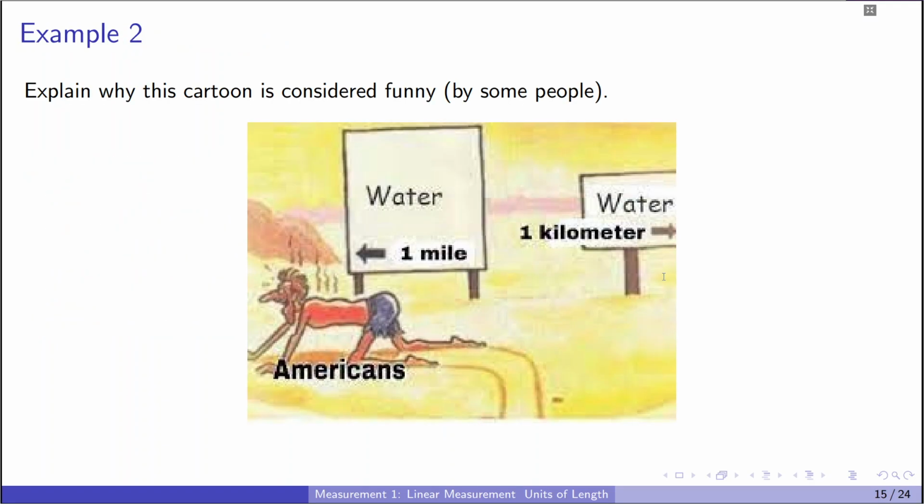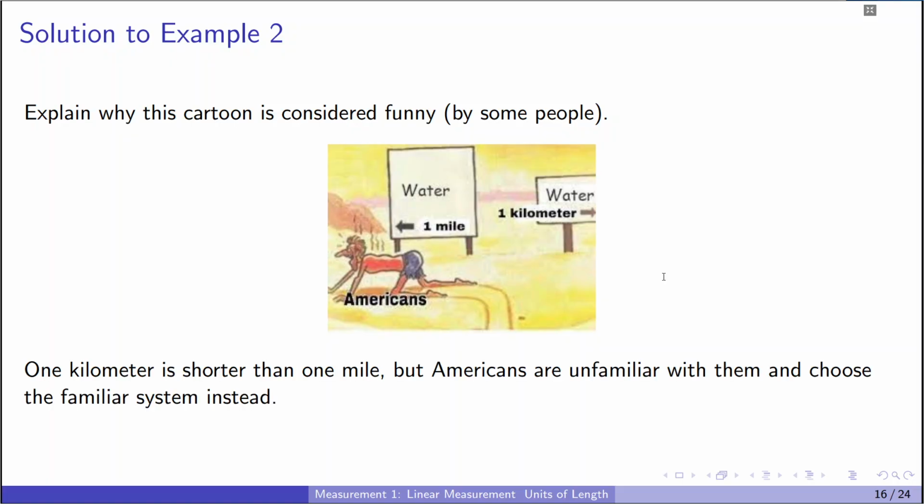Okay, example 2. Explain why this cartoon is considered funny, at least by some people. So water, 1 mile or 1 kilometer. The Americans will take the more familiar route. They think, oh, it's only a mile. A kilometer is shorter than a mile. 1 mile is about 1.6 kilometers. So that is the big difference. So people do tend to stick with the familiar.